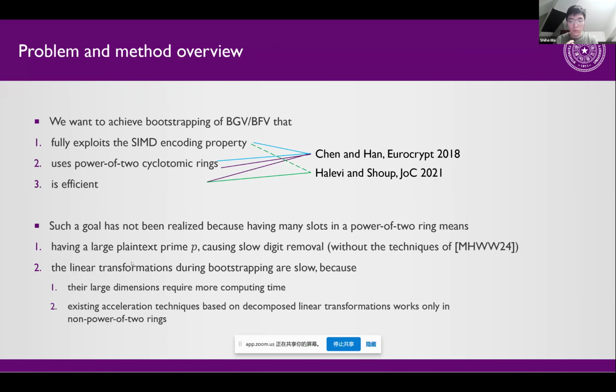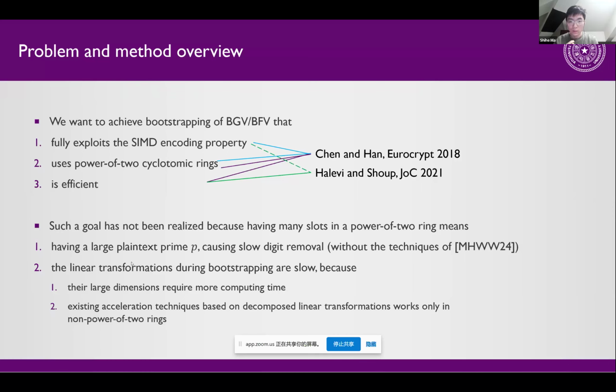And the goal we want to achieve here is BGV/BFV bootstrapping that has the following properties. First, it should fully exploit the SIMD encoding property to amortize the cost. And it should also use a power-of-2 cyclotomic ring for the reasons just discussed. And of course, it should be efficient enough. There are several previous works on BGV/BFV bootstrapping, but they cannot achieve these three goals at the same time.